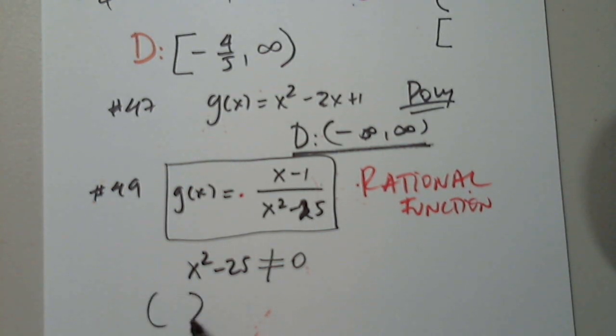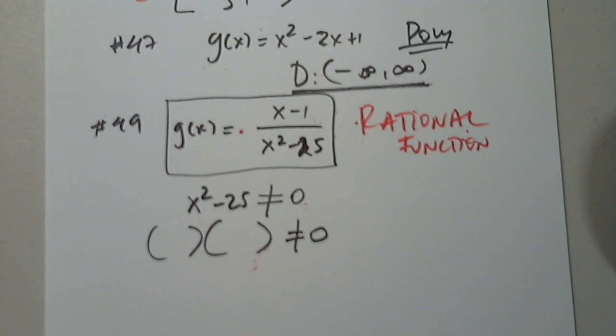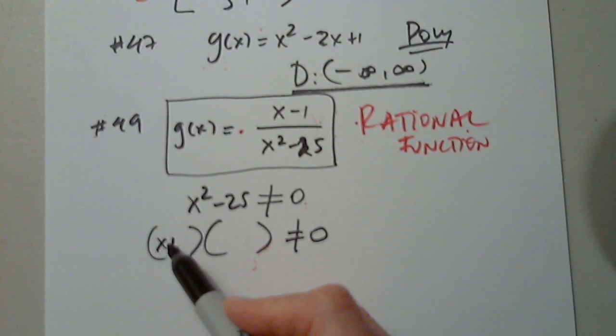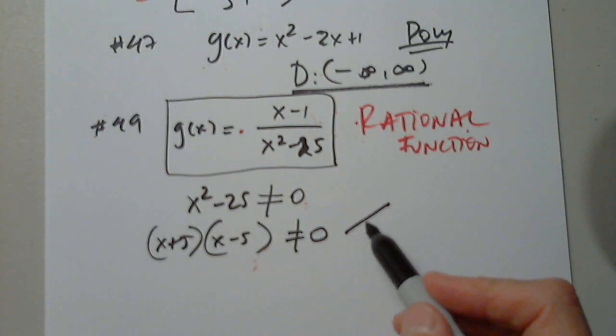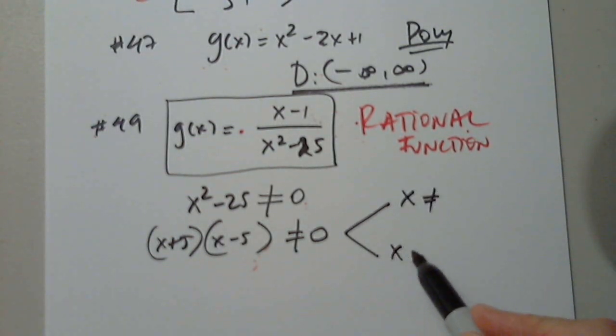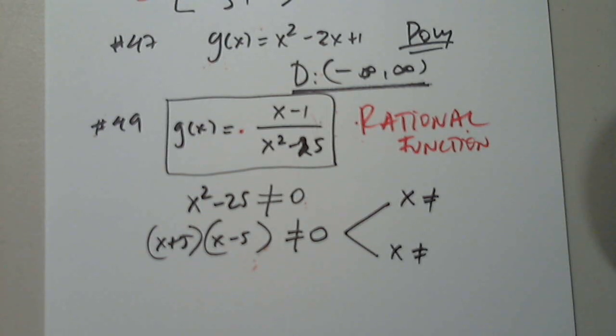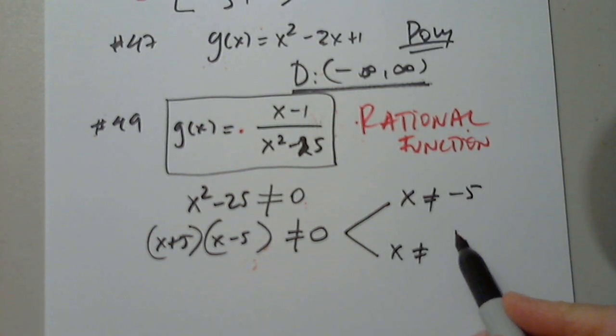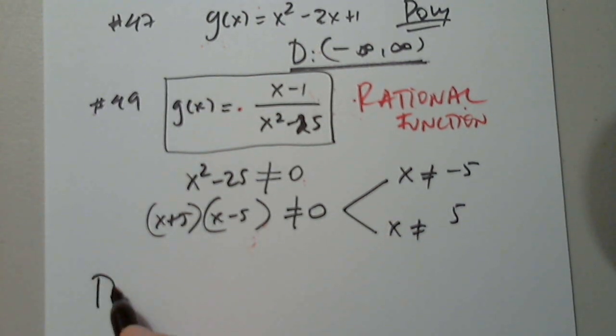Can anyone factor this for us? X plus 5, x minus 5. Very good. Awesome. So then what are the two options here that x cannot be? Negative 5 and 5. Awesome. Thank you so much. How do I write the domain in interval notation?